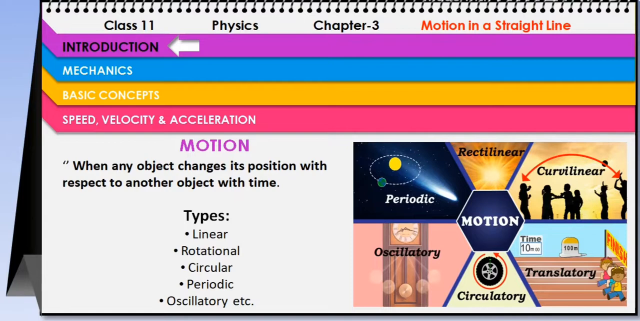What is motion? Starting always with the title. Motion is when any object changes its position with respect to another object with time. Right? Now this is the simplest definition of motion which you already have gone through in your lower standards. Also in the revision round we have seen this concept. What are the various types of motion? You can see in this picture also: periodic motion, rectilinear motion, curvilinear motion, translatory motion, circulatory motion, oscillatory motion.